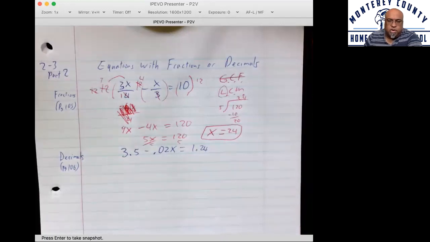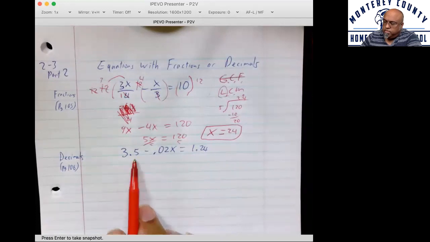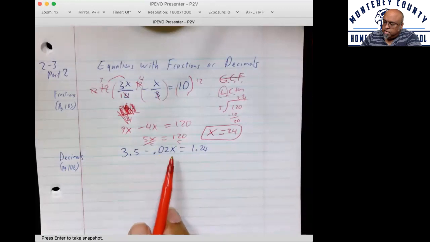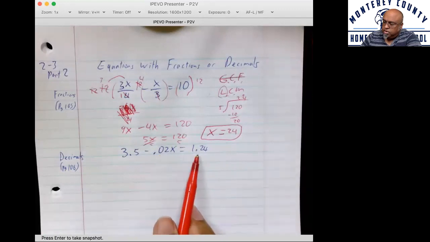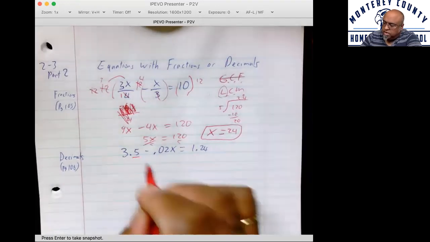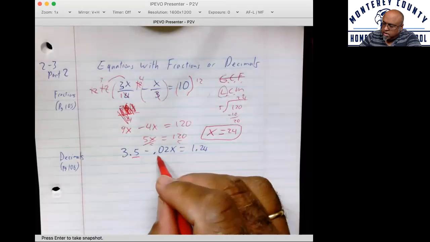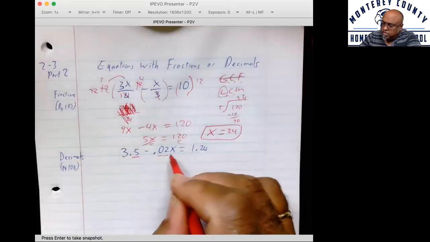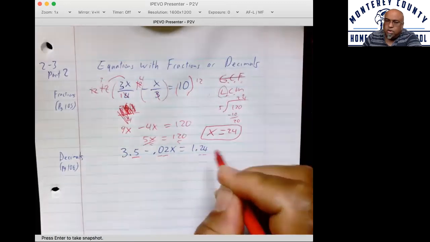Now, let's take a look at our next problem. We have 3.5 minus 0.02x is equal to 1.24. Okay, now I want to look at my place values. I have a tenth here. I have a tenth and a hundredth, tenth and a hundredth.